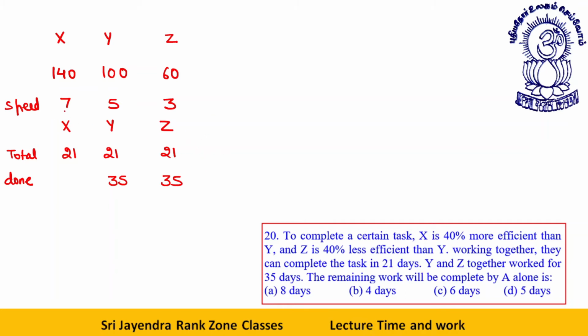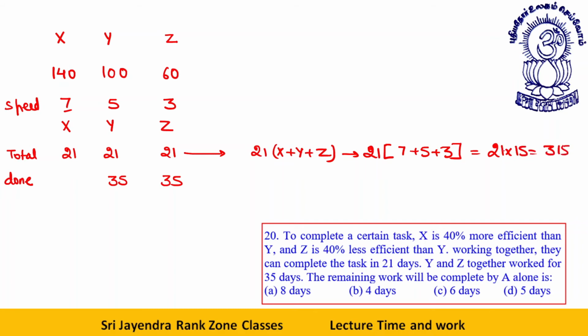Students, let's say 7 is the speed value of X, 5 the value of Y, and 3 the value of Z. So total work is what? 21 times X plus Y plus Z, that is 21 into 7 plus 5 plus 3. That will give you how much? 7 plus 5, 12, plus 3, 15. 21 into 15, that will be 315. 20 into 15, 300. 1 into 15, 15. So this is 315 units.